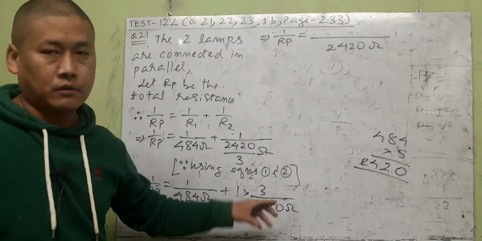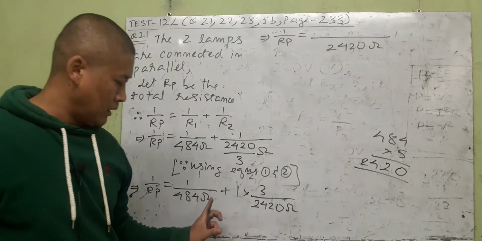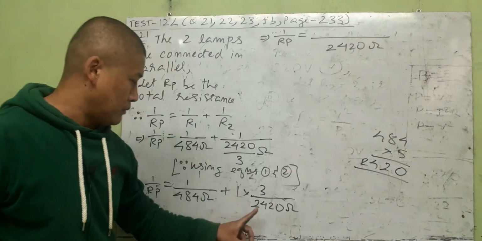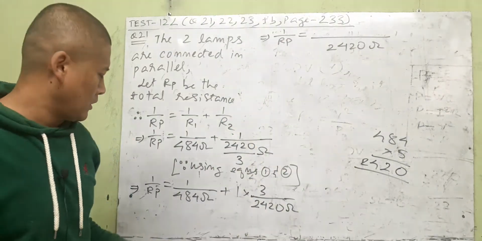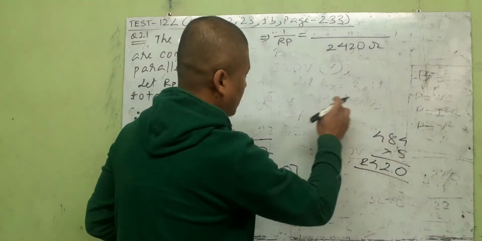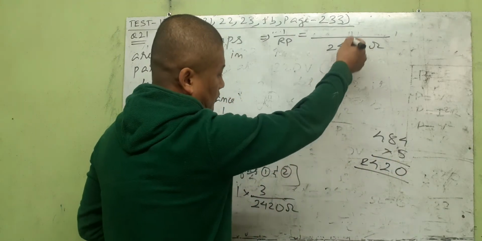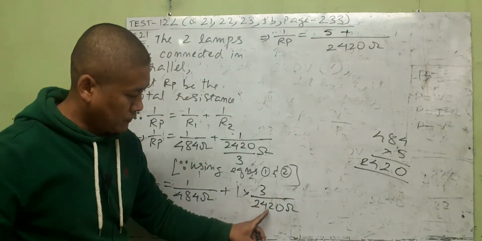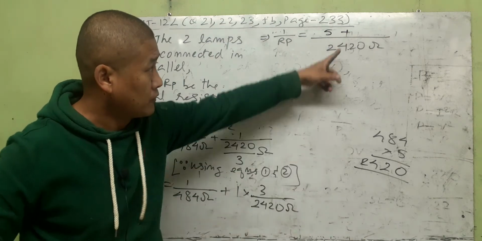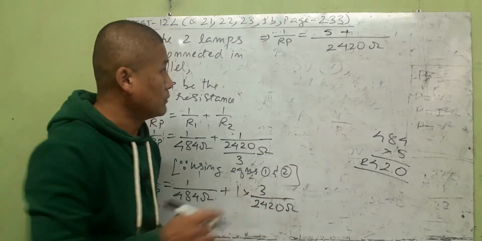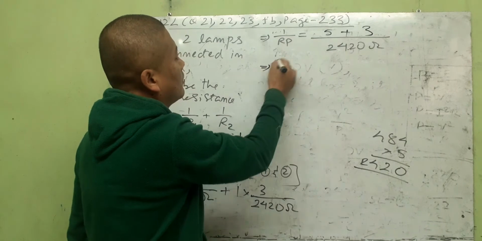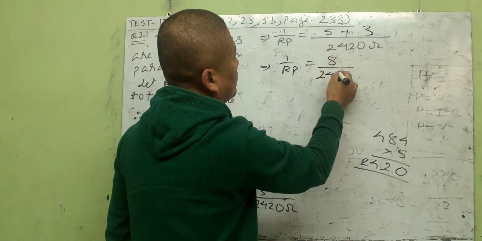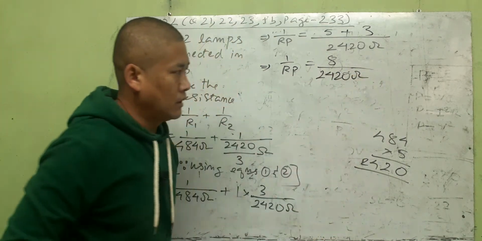Then the bigger automatically becomes the LCM, meaning when two numbers are there and the bigger number is a multiple of the smaller number like this, then the bigger number automatically becomes the LCM of the two. So 484 into 5 is equal to 2420. So 5 into 1 will be 5, plus the denominator 2420 into 1 is 2420, the LCM. So 1 into 3 will be 3. So 1 by RP is 5 plus 3 is 8 divided by 2420 ohms. Go about it slowly.